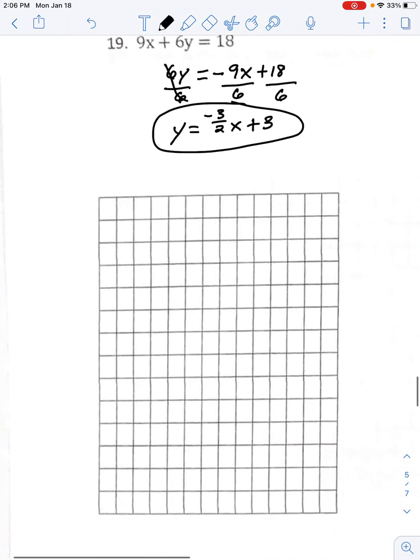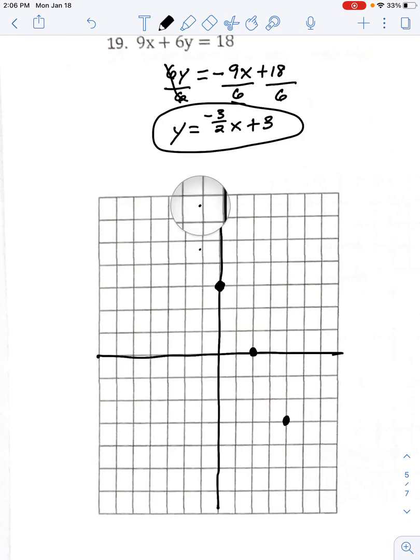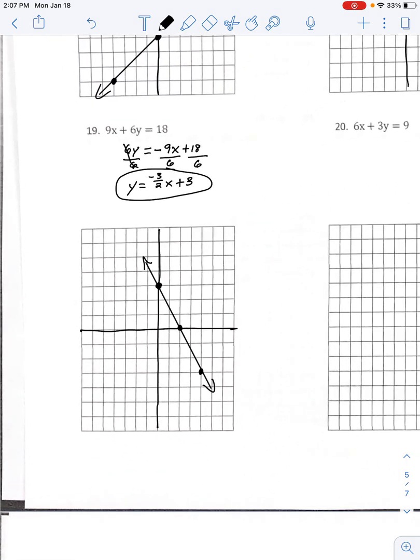So we're going to plot this graph at positive 3. And then for the slope, we're going to go down 3, right 2, which would be right here. And then one more time, down 3, right 2. And then we're going to draw our line, like so. Pretty simple process once you get it. All right, last one, number 20.